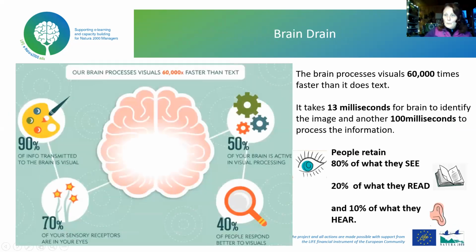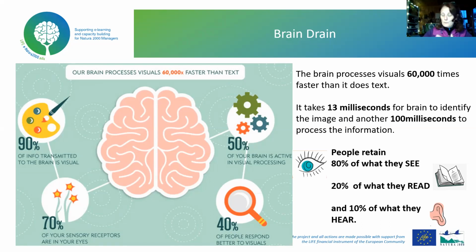Because the brain does process visuals 60,000 times faster than it does text. It takes 13 milliseconds for the brain to identify an image in front of it, and then another 100 milliseconds to process and make sense of that information. And I heard that most of the group who are following these modules are visual learners. So you prefer to learn by seeing, by using maps and diagrams, posters and displays. Because people retain 80% of what they see, 20% of what they read, and 10% of what they hear.